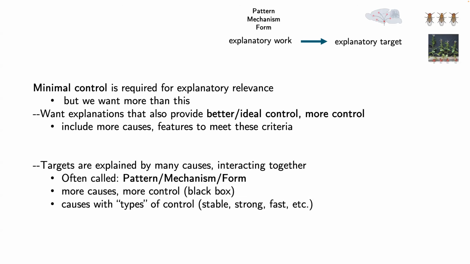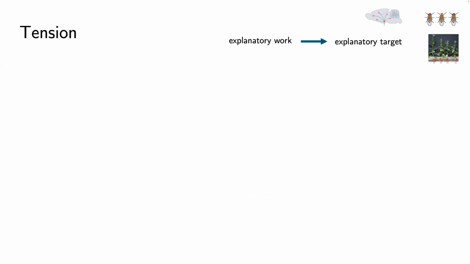Now, better and ideal control is partly going to be dictated by the kind of control that a scientist cares about in some space, but you can see that this is a more systematic and rigorous notion than they woke up that day and their subjective preferences led them to choose one factor over another as explanatory.